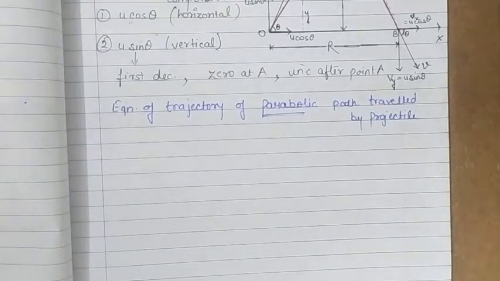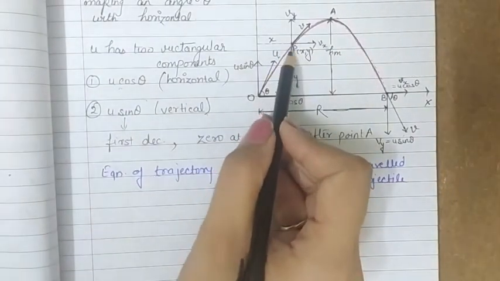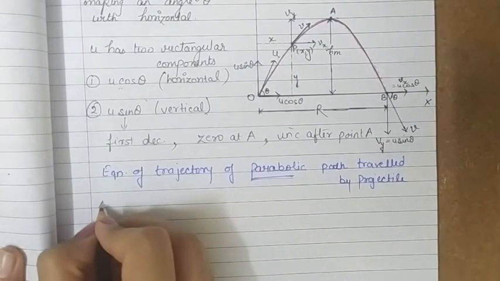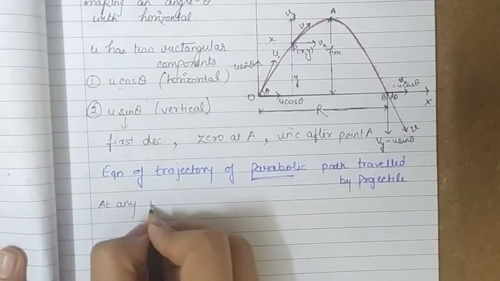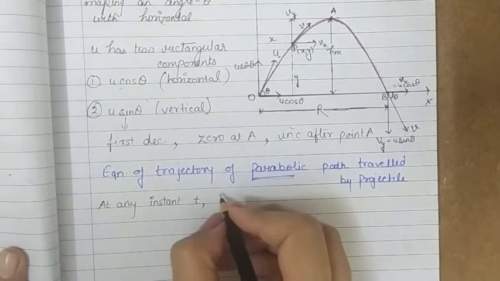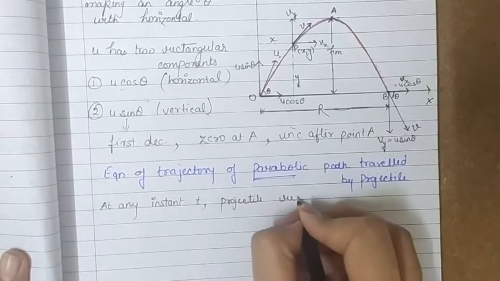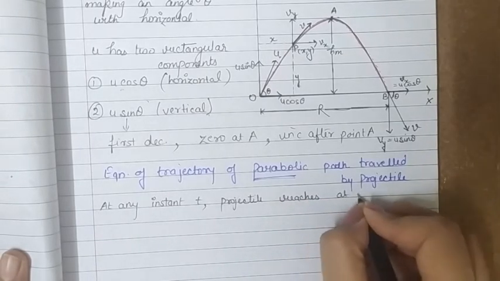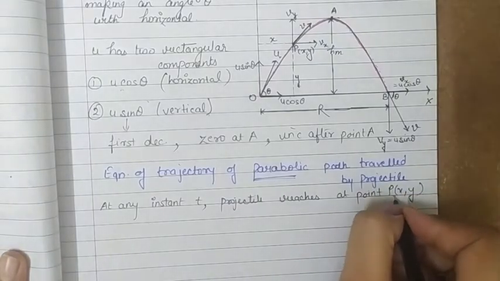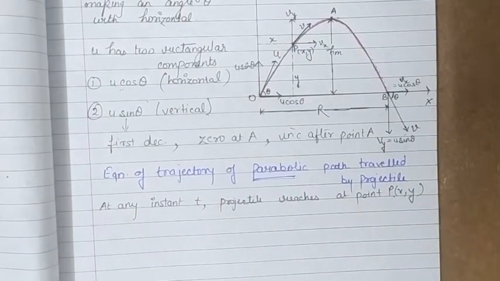So let's start. First of all, we suppose that at any instant t, P is the position of the projectile and its coordinates are x comma y. So at any instant t, the projectile reaches point P (x, y). For this point, the horizontal distance covered by the body is x and the vertical distance covered by the body is y.